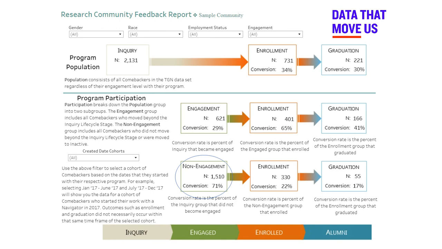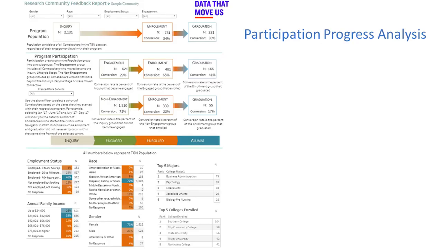Going on to compare outcomes, we see that 65% of the engaged group went on to enroll in a post-secondary program, while only 22% of the non-engaged group moved on to enrollment. Continuing to look at comebacker progress, we see that 41% of the engaged group that enrolled went on to graduate, while only 17% of the non-engaged group that enrolled earned their degree or certificate.